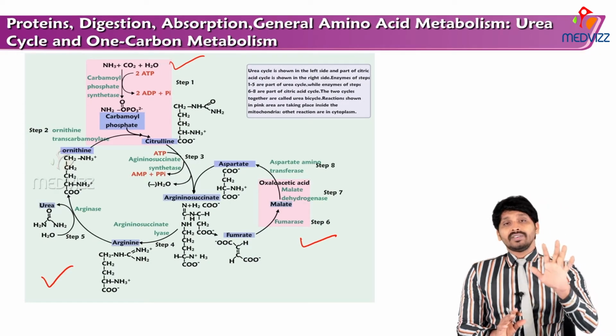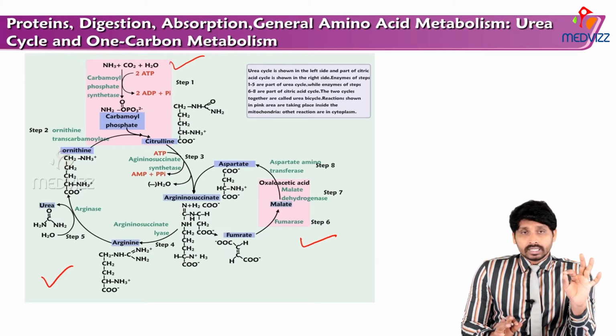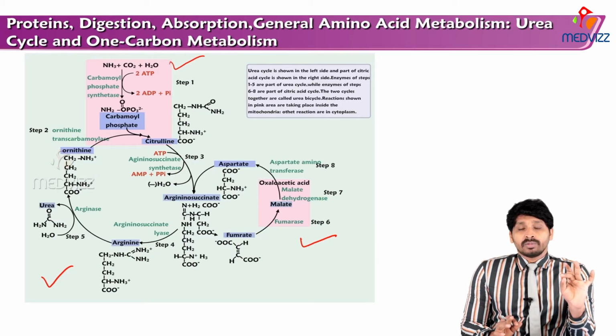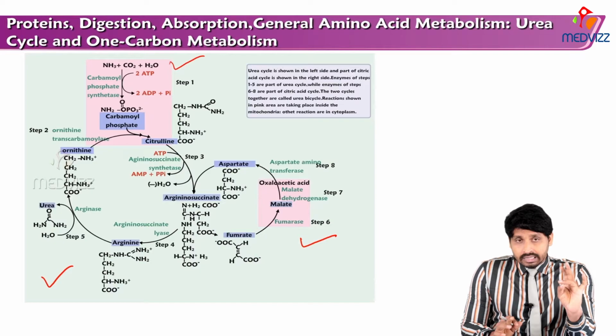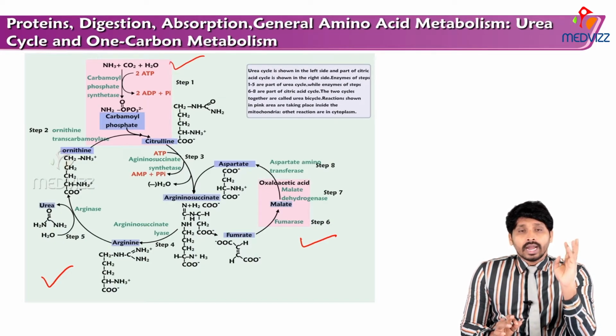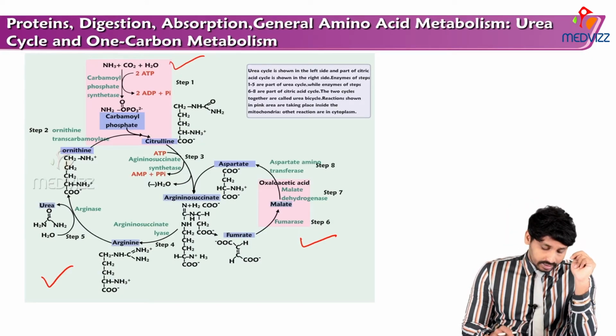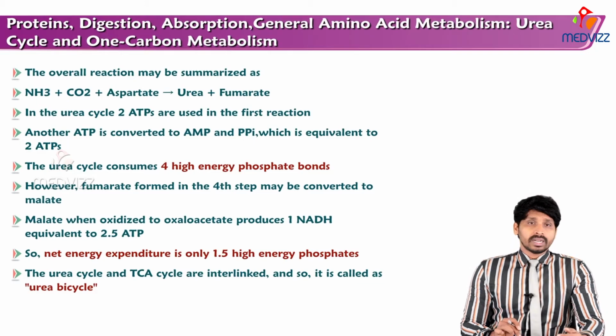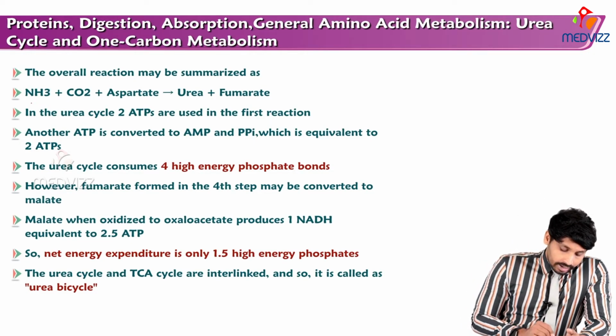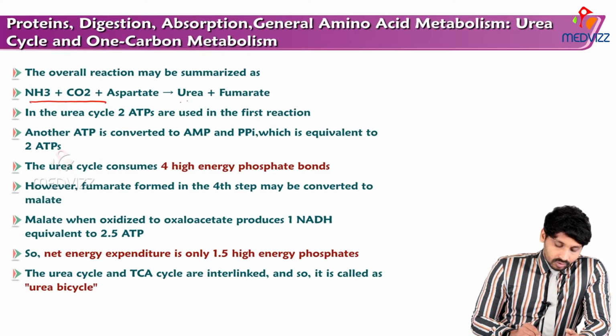So to remember 5 enzymes: carbamyl phosphate synthase 1, ornithine transcarbamylase, argininosuccinate synthase where aspartic acid is added, argininosuccinate lyase, and next arginase. So 5 enzymes you have to remember for the urea cycle. So to summarize the overall reaction, NH3 plus CO2 plus aspartate gives urea and fumarate.